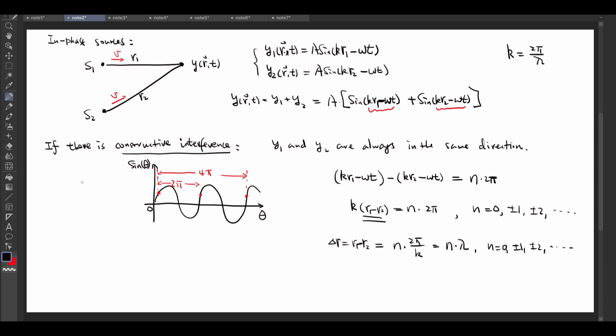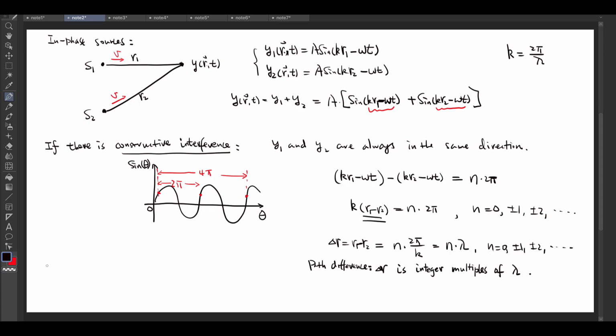So that means the condition for constructive interference is that the path difference, which is defined as delta r equals r1 minus r2 or r2 minus r1, it doesn't matter the order, is an integer multiple of the wavelength lambda. Then we have constructive interference. Okay, so that's this condition.